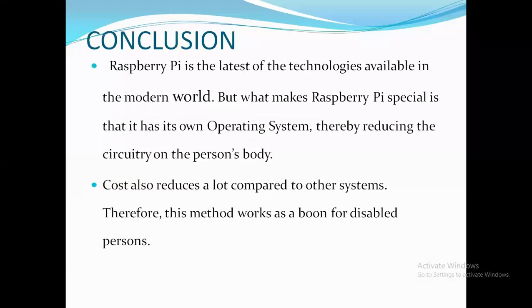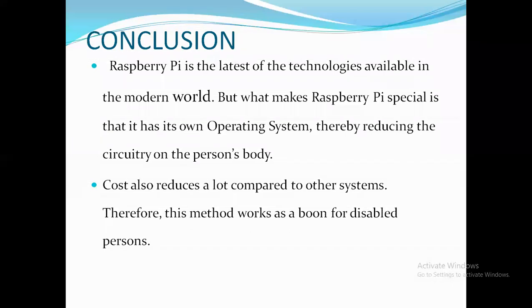So the conclusion. We have discussed the building part of the wheelchair. We have discussed the methodology. In the methodology, we have discussed two algorithms: one is the centroid algorithm, another one is the threshold algorithm. How it works, how the image is captured, how the image is converted into grayscale and then into the binary image. We have discussed the whole process in brief.